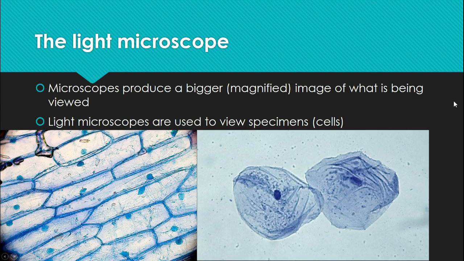Now, there are two types of technology that we can use to view these structures. The first one is the light microscope. The light microscope produces a magnified image of what's being viewed, and what we're viewing is called the specimen. So here we've got some onion root tip cells, and over in this light microscope image we have some epithelial cells, which are cheek cells. These came from a swab inside someone's mouth.